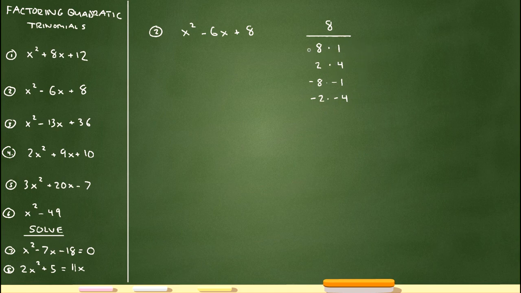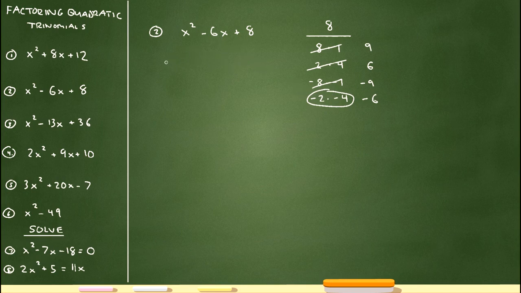So now we want to see what they add up to. And what we're looking for is that they're going to add up to b. Okay, we want them to add up to negative 6. So 8 and 1 will add up to 9. That's not what we want. 2 and 4 add up to a positive 6. That's close, but that's still not what we want, right? We want a negative 6. Negative 8 and negative 1, they add up to a negative 9. That's not what we want. And negative 2 plus a negative 4 add up to negative 6. These are going to be the two numbers that we want. This is going to be how we factor this trinomial here.